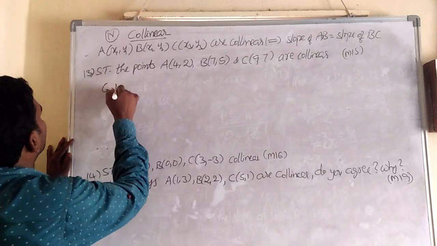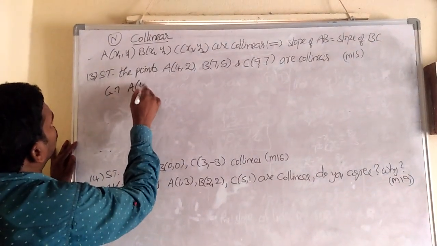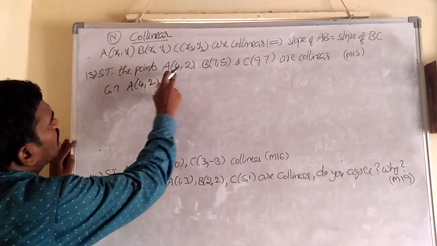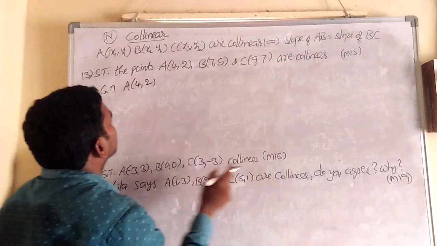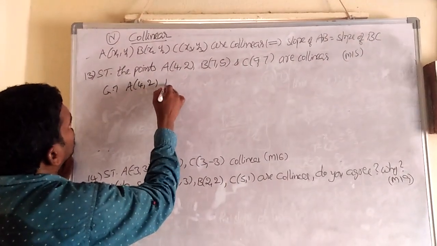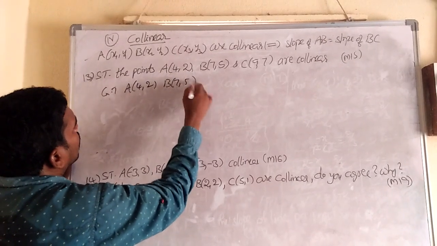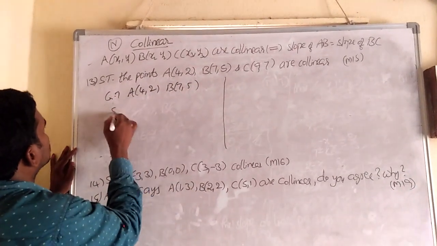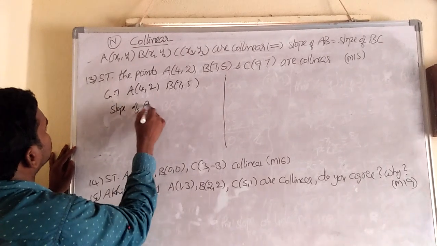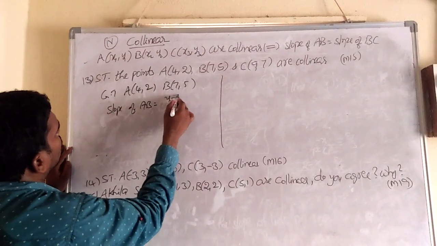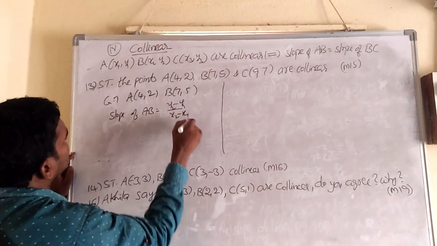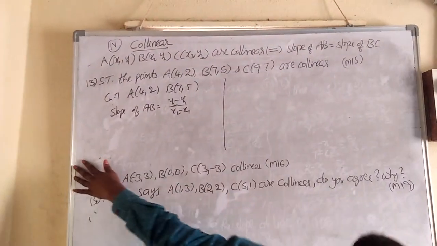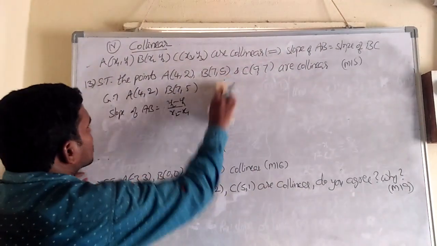Okay. So given that, what is the first one? A is 4 comma 2. Show that the points A, B, C are collinear. First point A 4 comma 2. Second point 7 comma 5. I'm finding the slope of these 2 points. So slope of AB. Formula: y2 minus y1 by x2 minus x1.